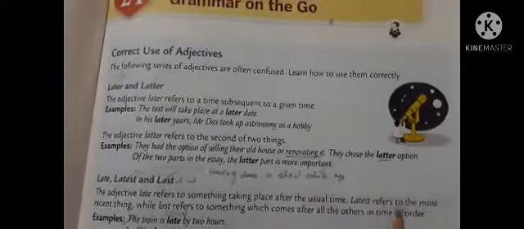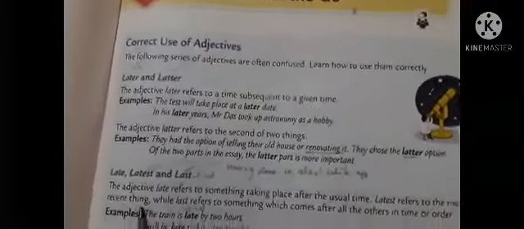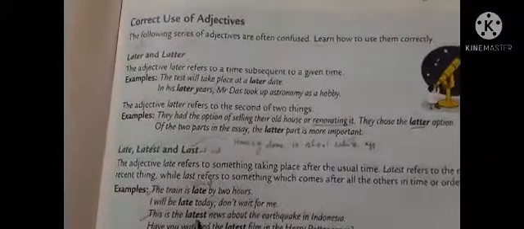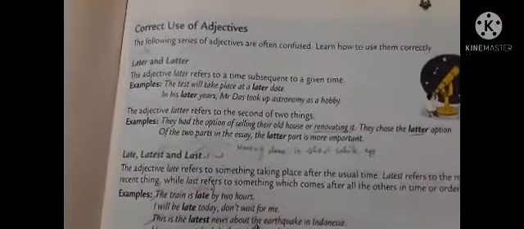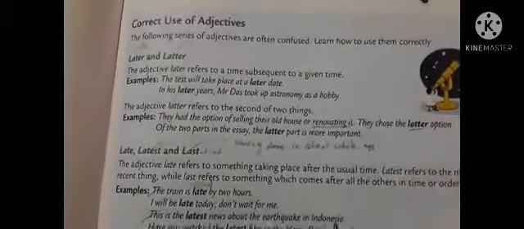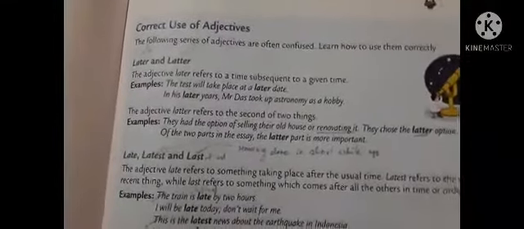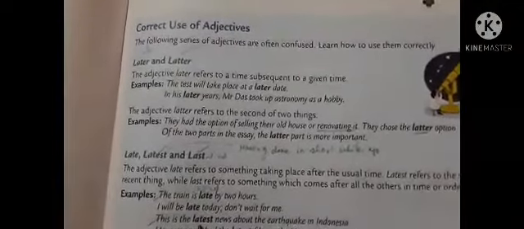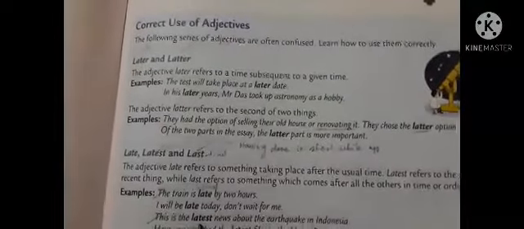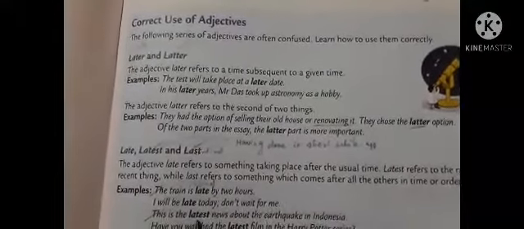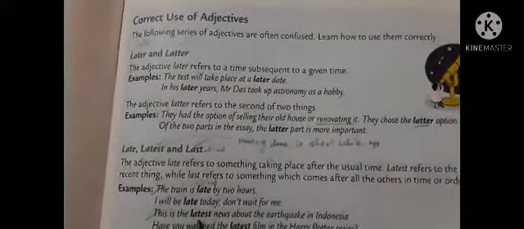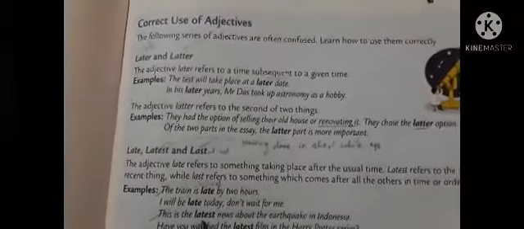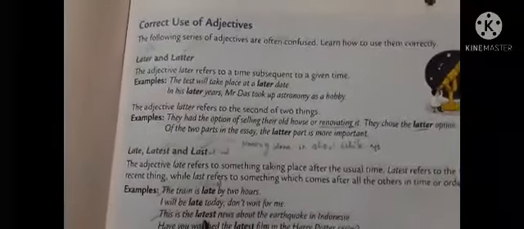Secondly, latest refers to the most recent thing. For example, this is the latest news about the earthquake in Indonesia. Here, the adjective latest refers to the most recent thing. Okay? Here, latest means the thing has happened recently. It has happened newly. It is not very old.